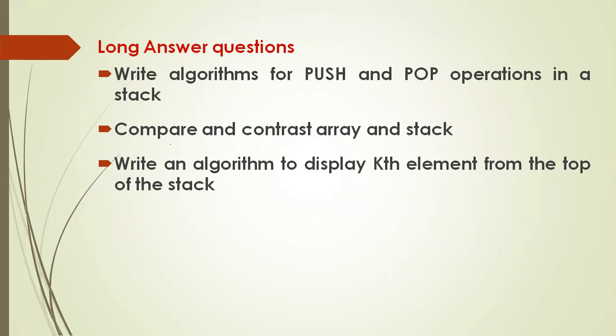So suppose your stack has 5 elements: 50, 40, 30, 20, 10. That means 10 is inserted first, followed by 20, 30, 40, 50. The top element is 50. Directly you cannot remove 30. If you want to remove 30, first you have to remove 50, then you have to remove 40. Only when the top becomes 3, you can remove 30.